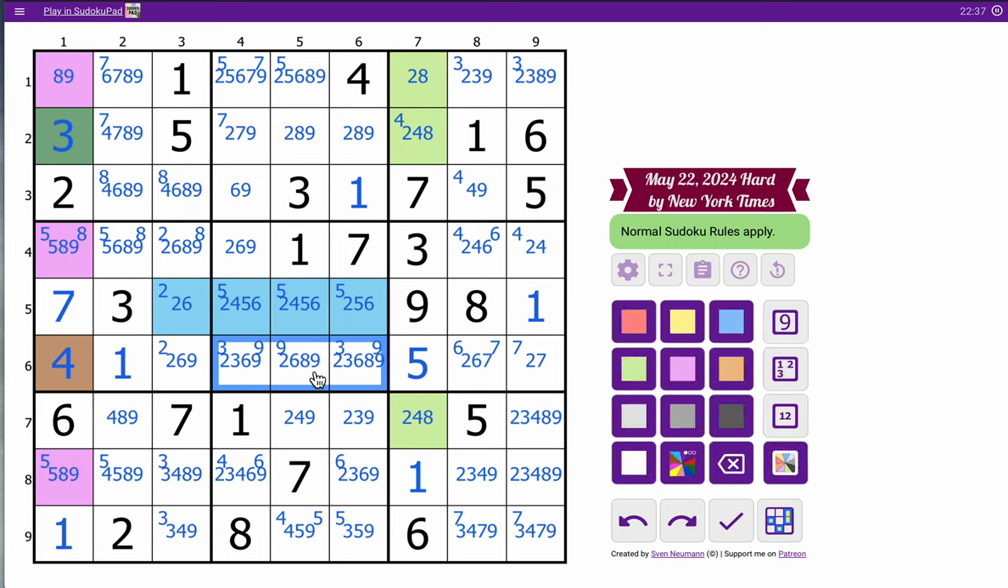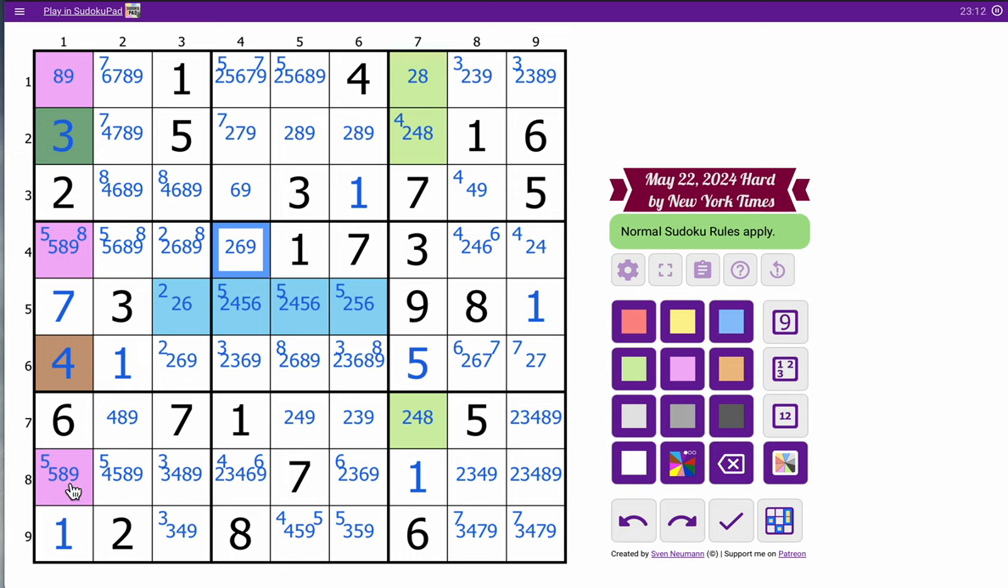Nine's in one of these. Eight is in one of those. I can't claim nine there. Oofta. Nine, unfortunately, could be there. Box six has four, six, seven. All limited, but the digit two is not.